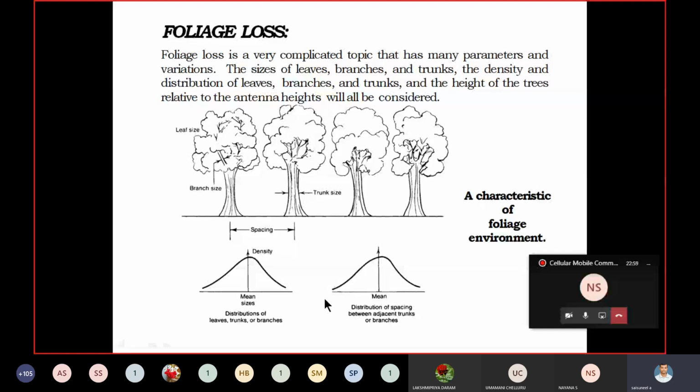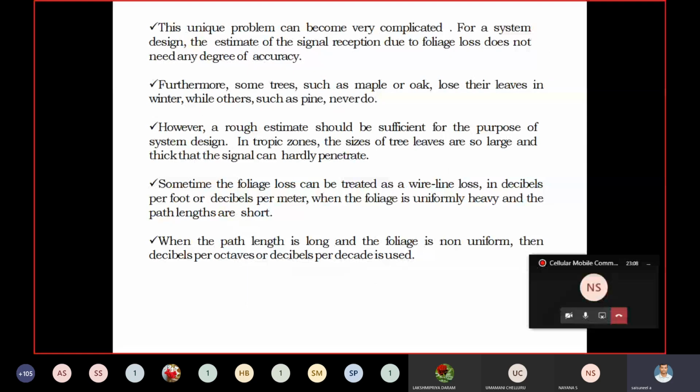Here we get some problems at the time of calculating foliage losses. We have to consider this for any system design. Suppose we have to install one base station in a thick forest. At that time, we have to estimate exactly what the foliage losses are. Otherwise, it is a problem.